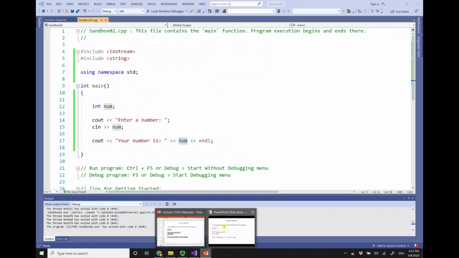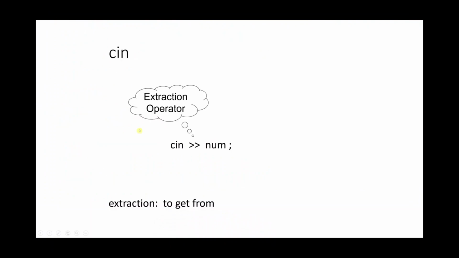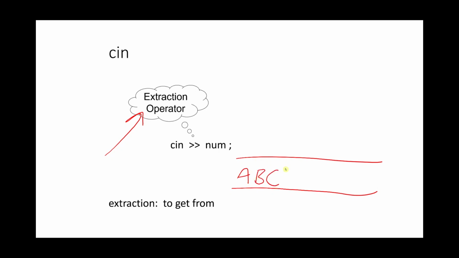Okay, let's go back in here. So the cin is not using the insertion operator. Remember, the insertion operator is you insert something from your code to the console. The cin, however, is using the extraction operator. The extraction operator is extracting something from the data stream. Here is the data stream. Whatever you type is floating in here, A, B, C. This is extracting what you have and storing it in num. Extracting from the data stream to the variable you extract into.